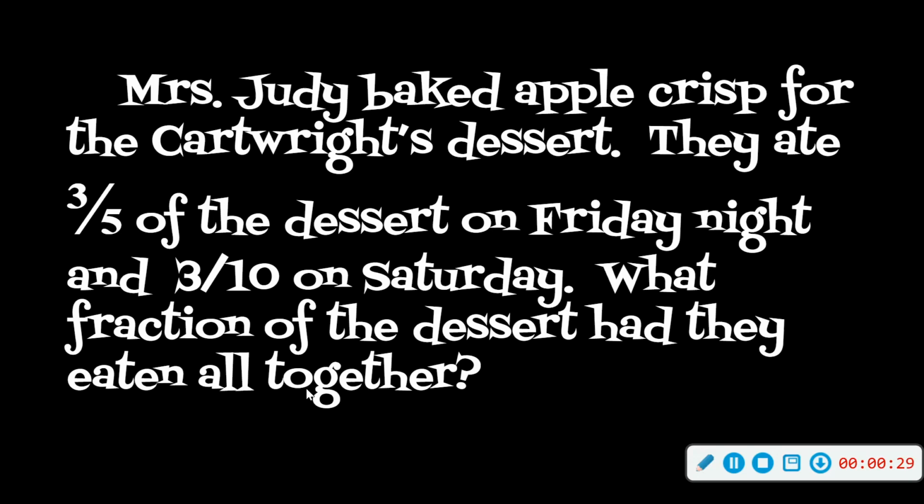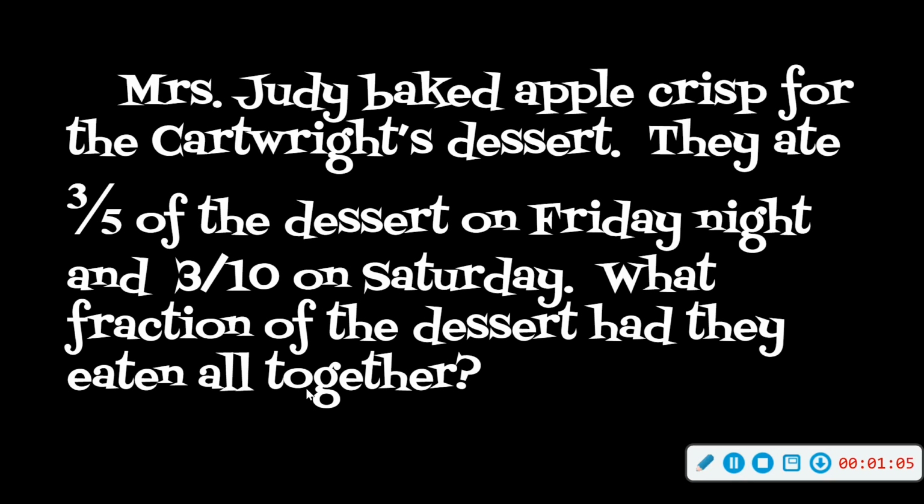So, before I flip my camera over again, I'm going to be thinking about what it is that we have in this story. We're wanting to find out about the fraction of dessert that they had eaten all together. So, on my paper, I'm going to record the Friday night information. So I'm going to put an F, and beside the Friday night information, I'm going to write the fraction 3/5, because in the story it says they ate 3/5 of the dessert on Friday.